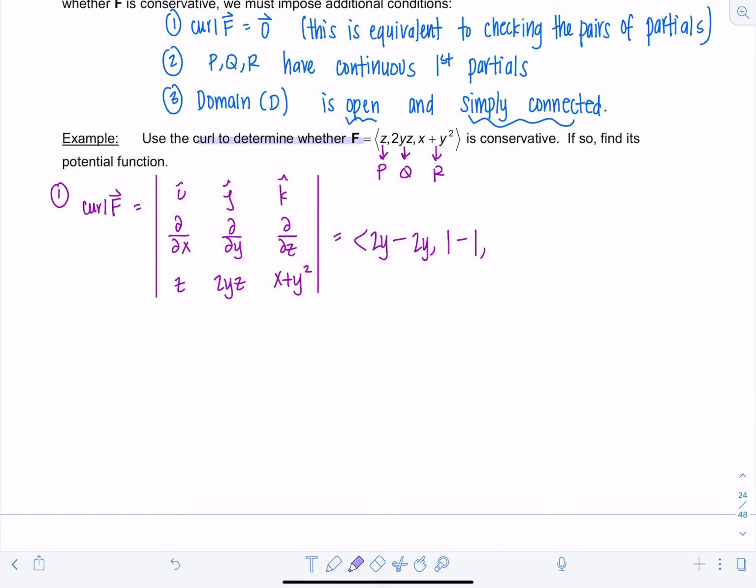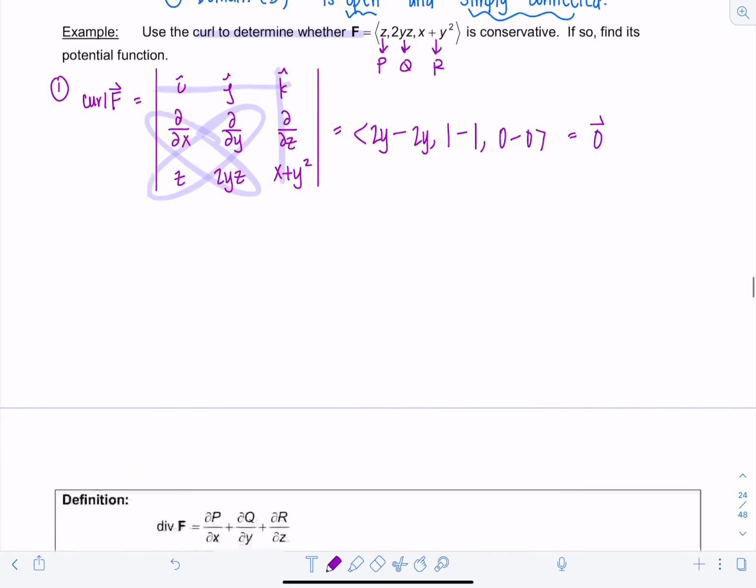Okay, and then last component, partial derivative with respect to x of 2yz. I don't see an x, so this is constant, that's 0. Minus partial derivative of z with respect to y, yep, that's 0 again. So yay, first condition satisfied, we get the 0 vector. All right, let's see if the second condition is satisfied.